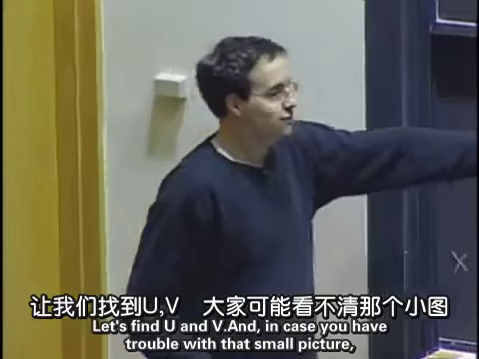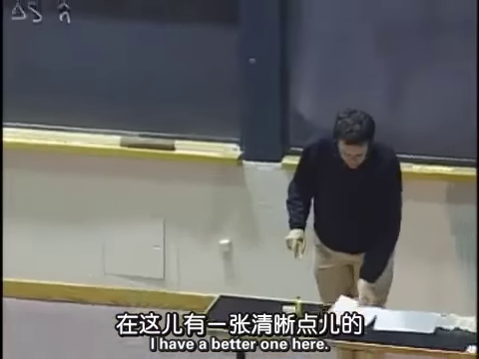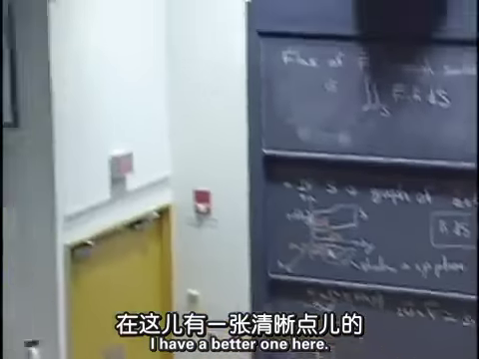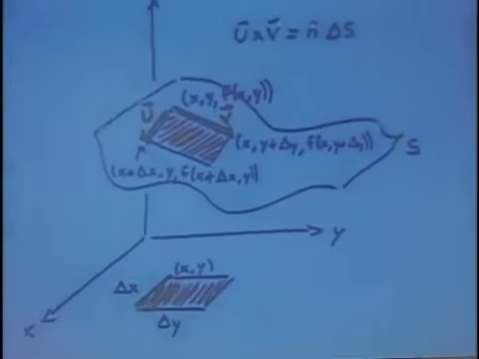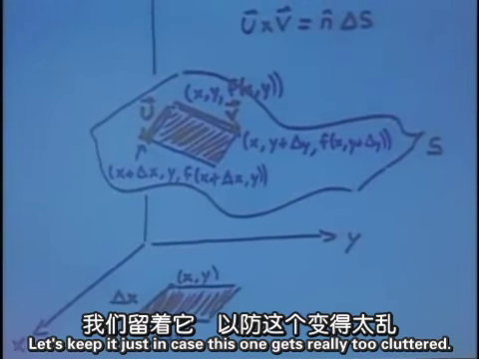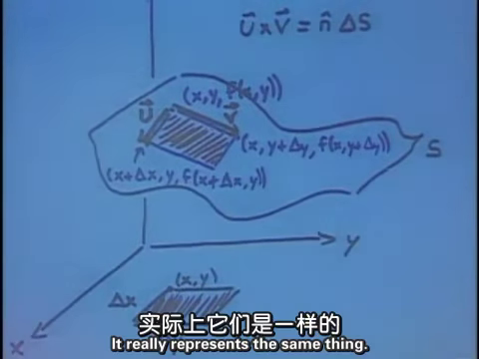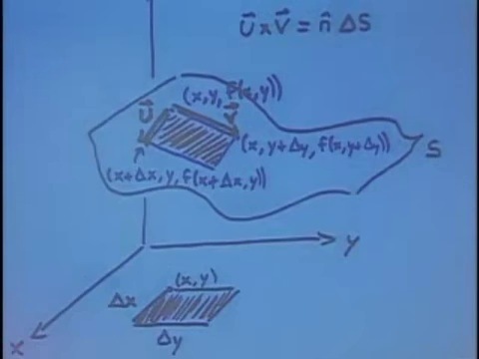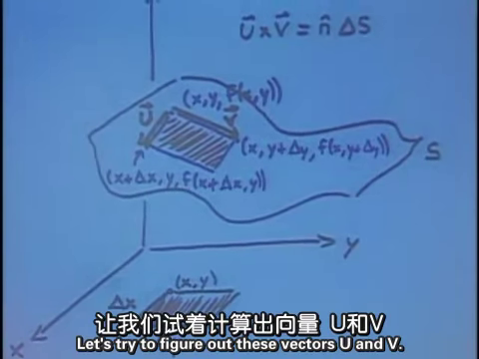Okay, so let's find u and v. Actually, in case you have trouble with that small picture, I have a better one here. Let's keep it just in case this one gets too cluttered. It really represents the same thing. Okay, so let's try to figure out these vectors u and v.